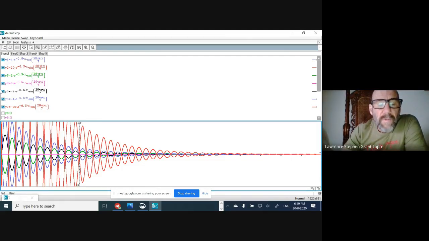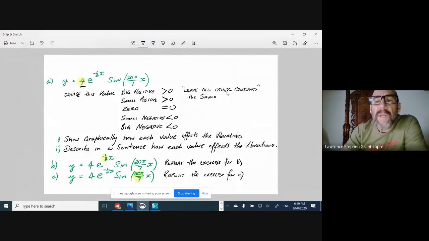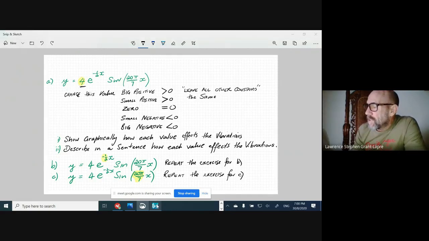So we go back to the original question: leave all the other constants the same. We didn't change the -1/2, and we didn't change the 20 pi over 7. Describe in a sentence how each value affects the vibrations. Well, here's where you make your observation and make your decision.